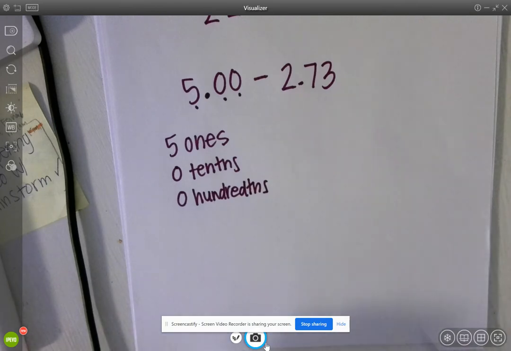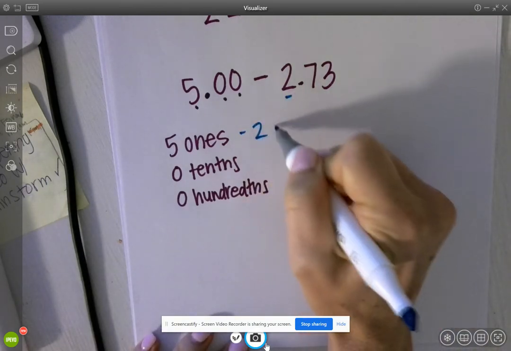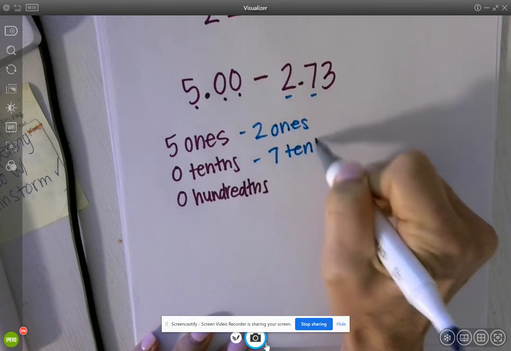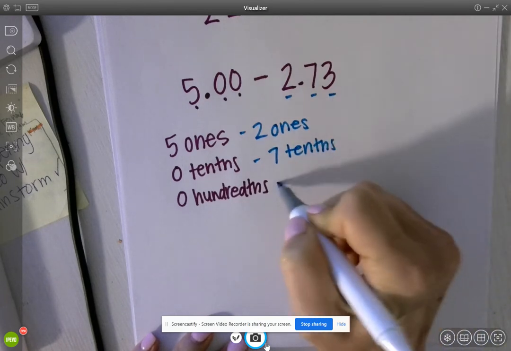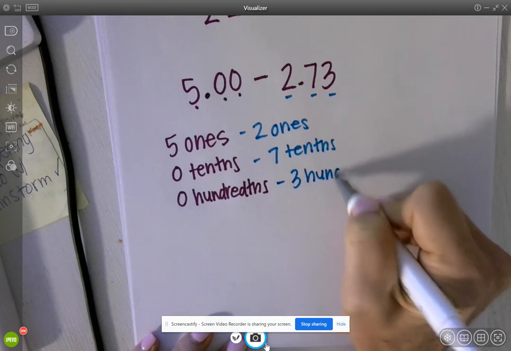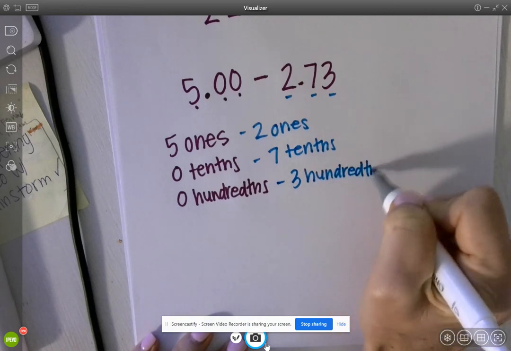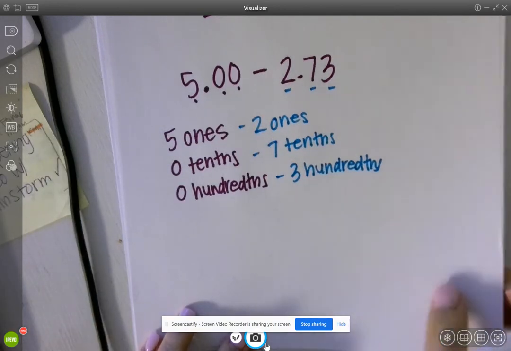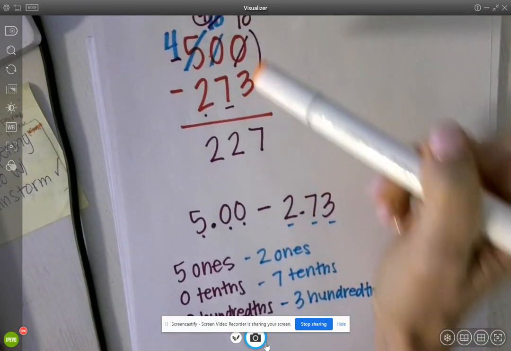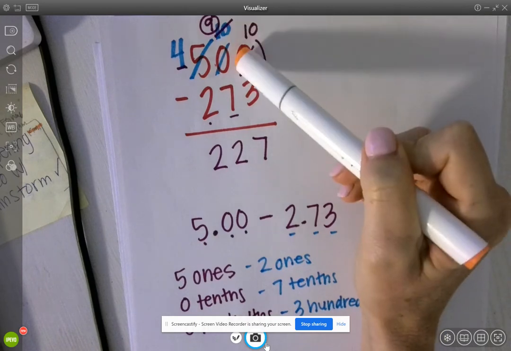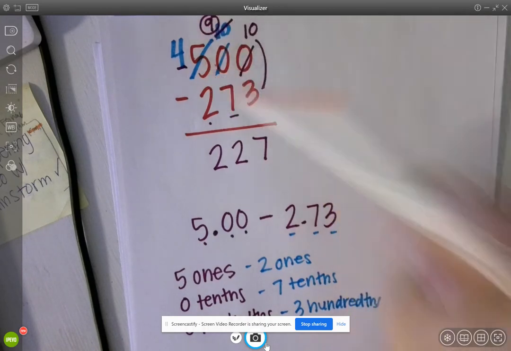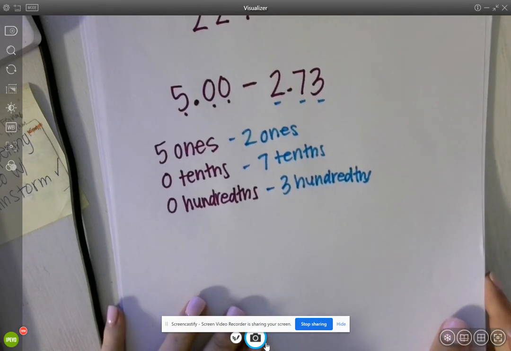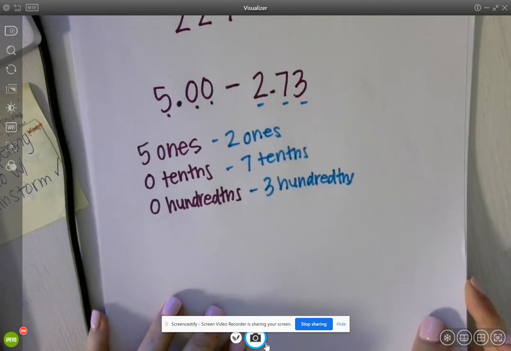Okay, and then I'm going to subtract here. We have 2 ones, 7 tenths, 3 hundredths. And just like in this problem, we start with our lowest place value, and we have to look next door to borrow, and then we keep looking next door until we finally find a place value to borrow from.